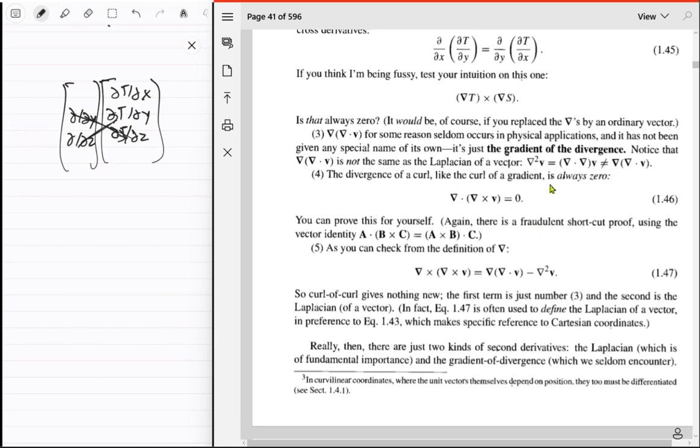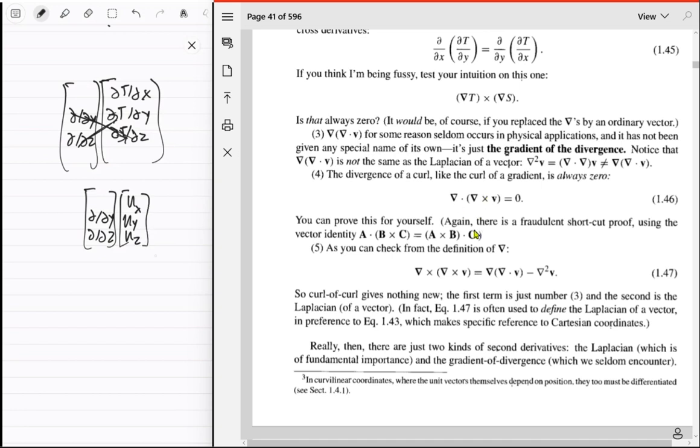Divergence of a curl, like the curl of a gradient, is always zero. So the divergence of a curl is zero. I think that does make sense. So once again, what's the curl? Let's think about the x component of the curl only. Partial on partial y, partial on partial z, and ux, uy, uz. That's what we're doing.